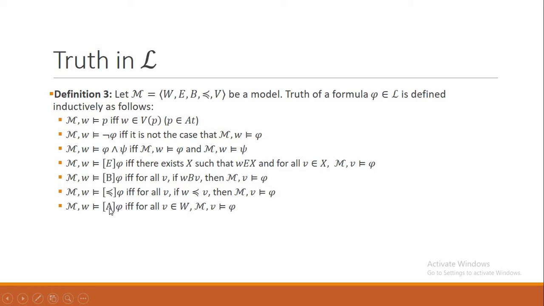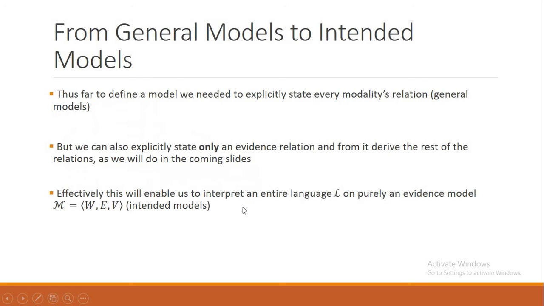And this is just the classical modal operator, the necessity operator. A phi is true in M and W if and only if for all worlds V, phi is true in them. So it's just true if phi is true in all worlds.